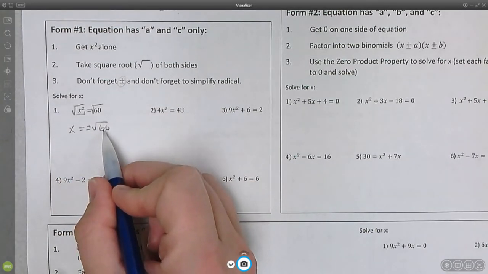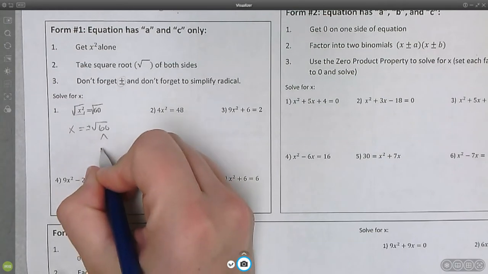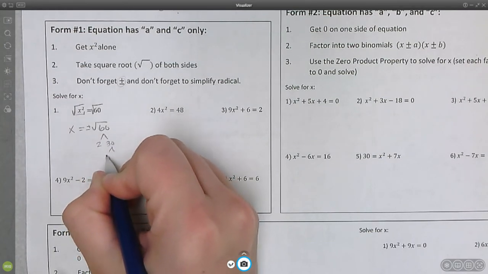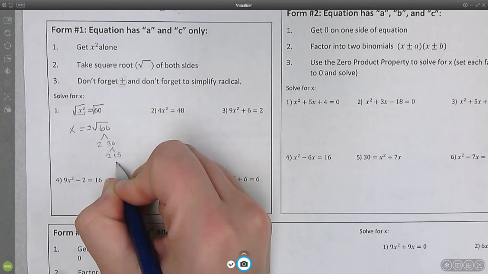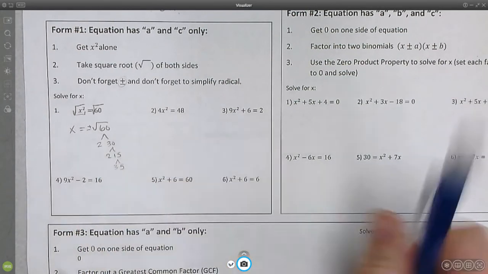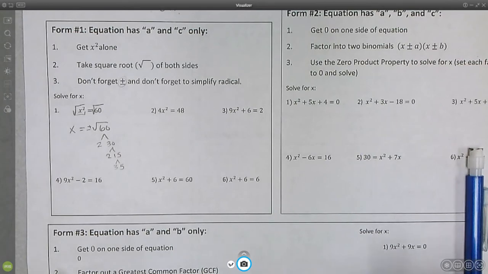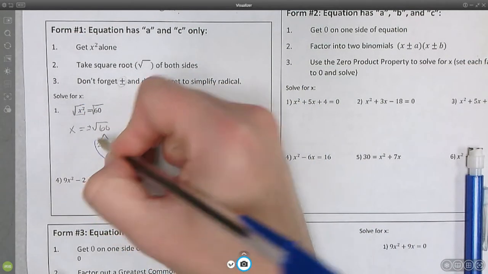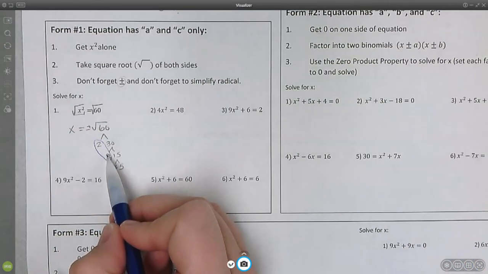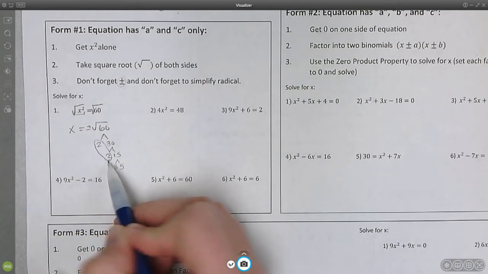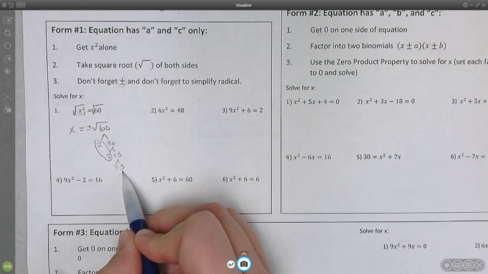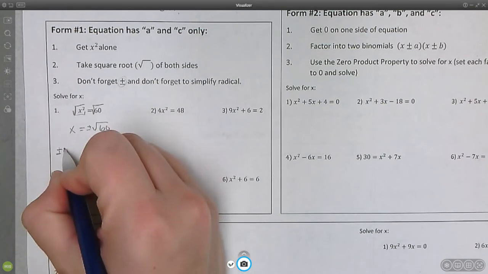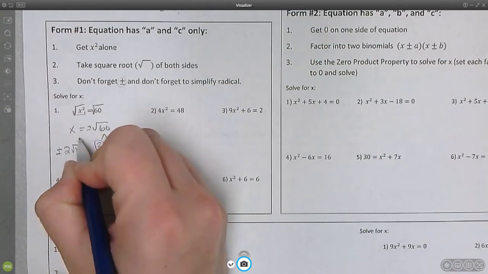To simplify this, you're going to do a factor tree. So I'm going to do 2 and 30, 2 and 15, 3 and 5. I'm not going to do a huge lesson on this, but you are looking for pairs. If you don't know how to do this, you can just email. So this pair will go to the outside of your radical. You're left with a 3 and a 5 underneath. If you multiply those, it's 15. So our answer is plus or minus 2 root 15.